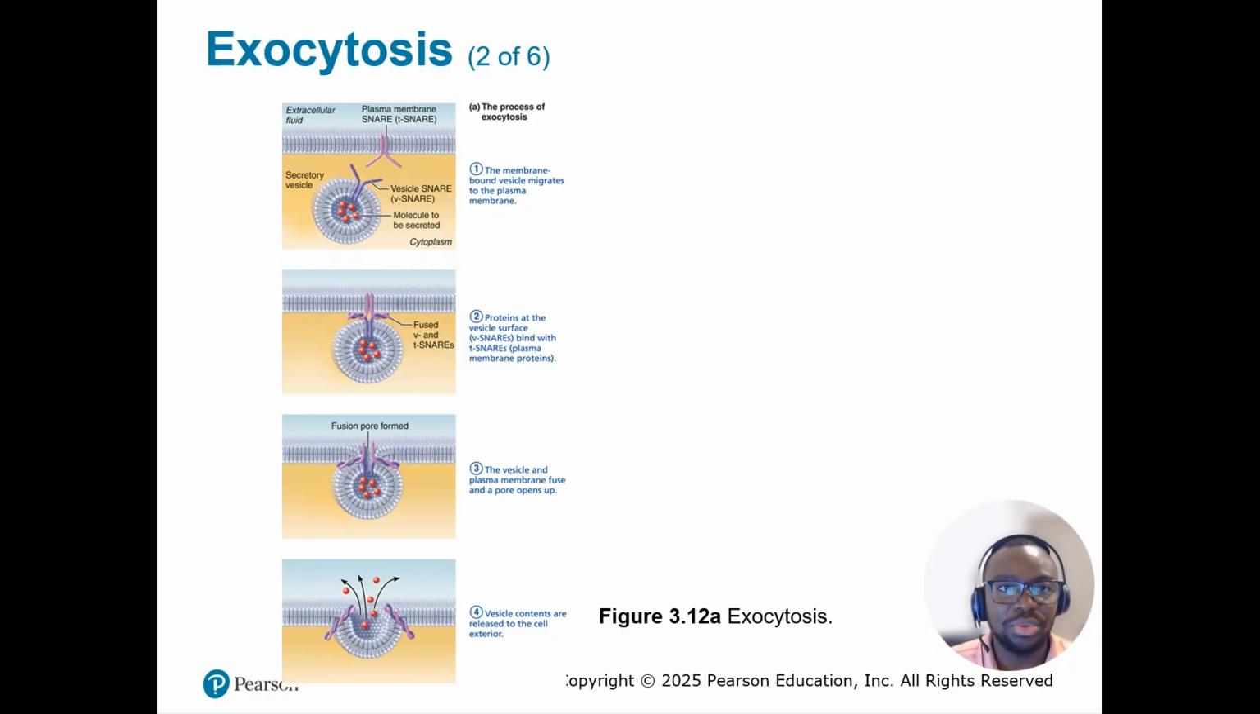In step 2, the secretory vesicle is at the plasma membrane. The proteins on the surface called V snares bind with membrane proteins called T snares. In step 3, the vesicle and the plasma membrane fuse, forming a fusion pore that opens into the extracellular fluid. In step 4, the vesicle contents are released to the cell exterior through the fusion pore.